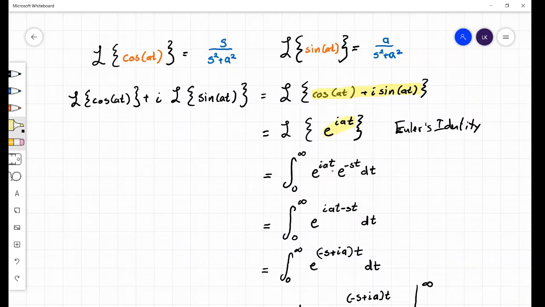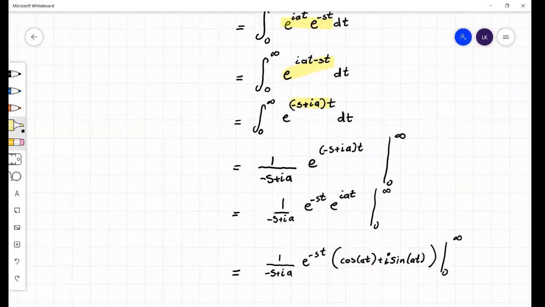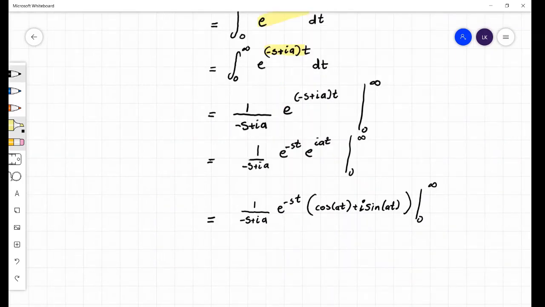We use the definition of the Laplace transform and properties of exponentials, and now we have the integral from 0 to infinity of an exponential with a complex number times t. And here, if you don't have experience with complex variables, you'll have to take it on faith. We just assume that you can find the antiderivative of this exponential as you would before. It's 1 over the constant multiplying t, times your exponential, from 0 to infinity.